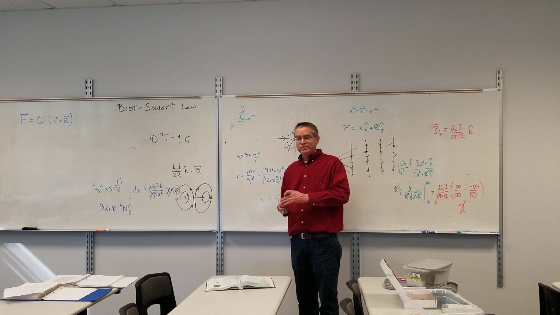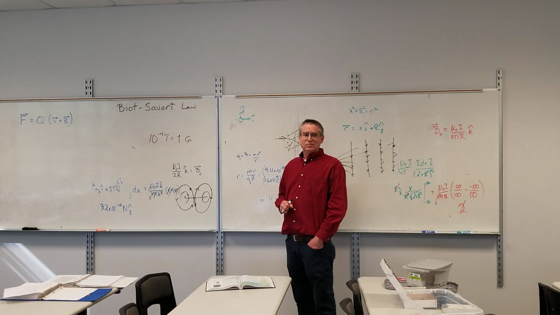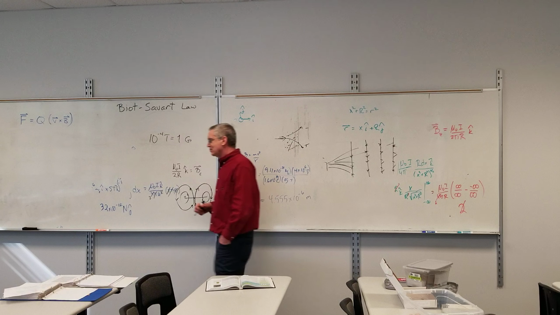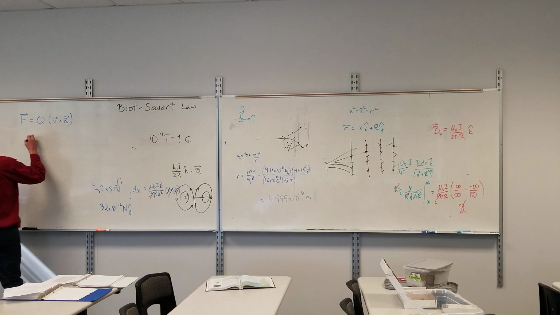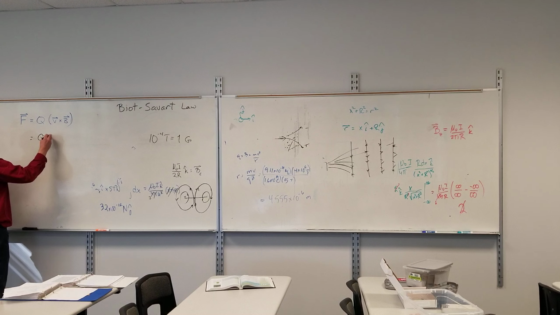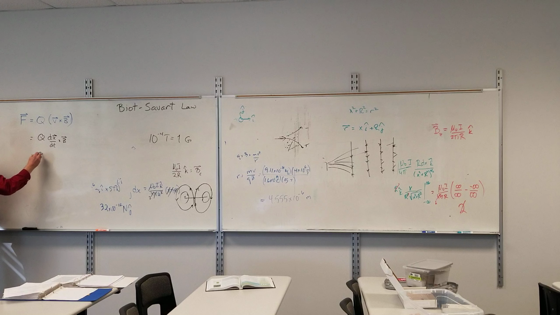What is velocity? Displacement over time. So I've got q dx dt cross B. Again, I can bring the t over, and so I got q over dt dx cross B. The notation's a little bit sloppy here, but we have a charge per unit time that is current.